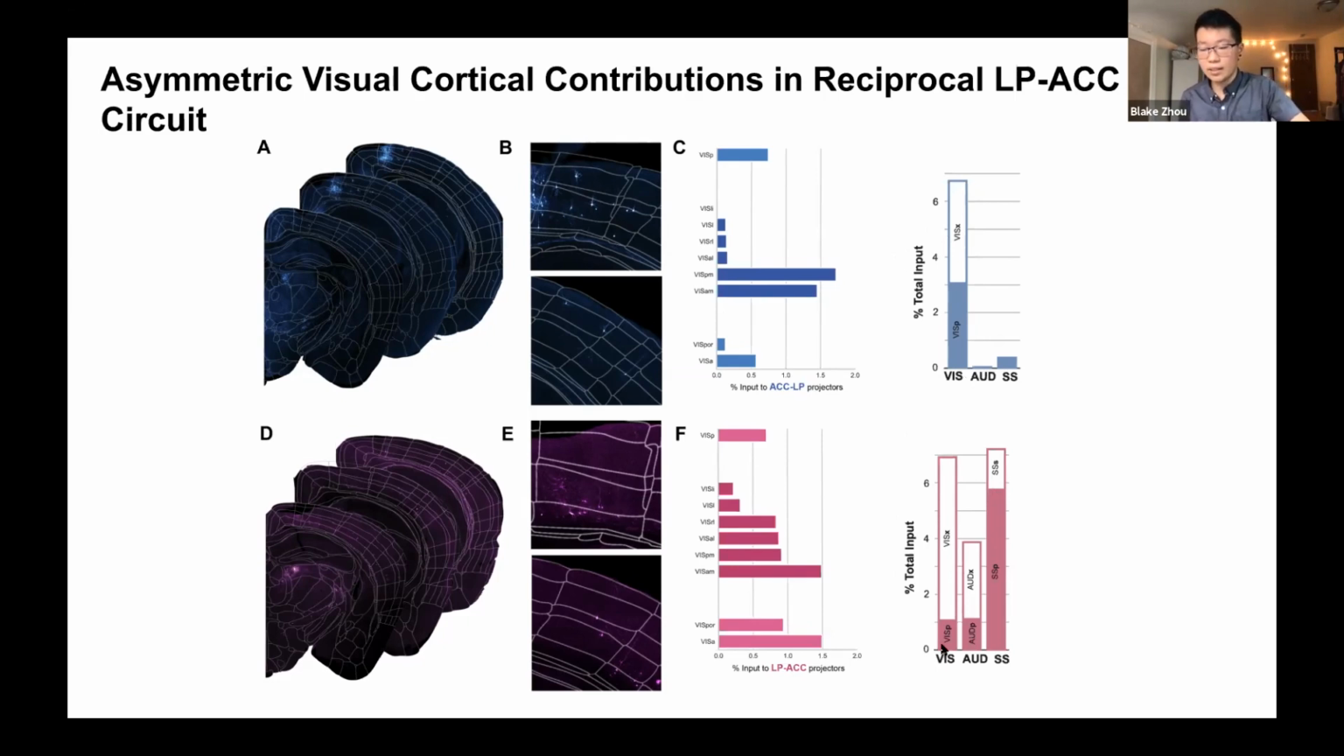And the potential importance of these non-visual modalities has actually been shown by work from other labs as well. There's recent work showing that neurons in the LP respond to whisking, which shows the somatosensory effects. And other work has shown that the LP can modulate auditory tuning via reciprocal input to the auditory cortex.